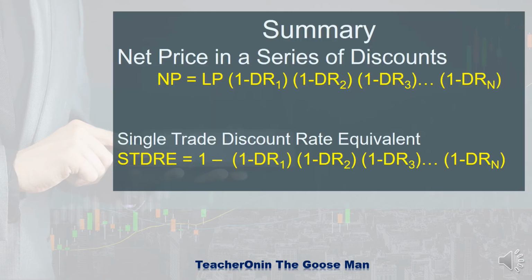So let's have the formula that we will use for the net price and a series of discounts. So we have net price is equal to list price times 1 minus discount rate 1 times 1 minus discount rate 2 times 1 minus discount rate 3 until 1 minus discount rate n. For the single rate equivalent, SRE is equal to 1 minus the quantity 1 minus discount rate 1 times the quantity 1 minus discount rate 2 times the quantity 1 minus discount rate 3 until the quantity 1 minus discount rate sub n.